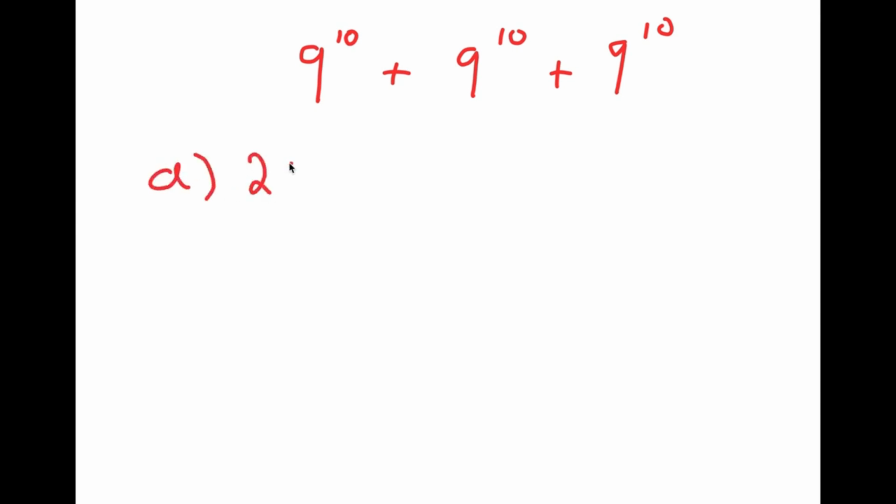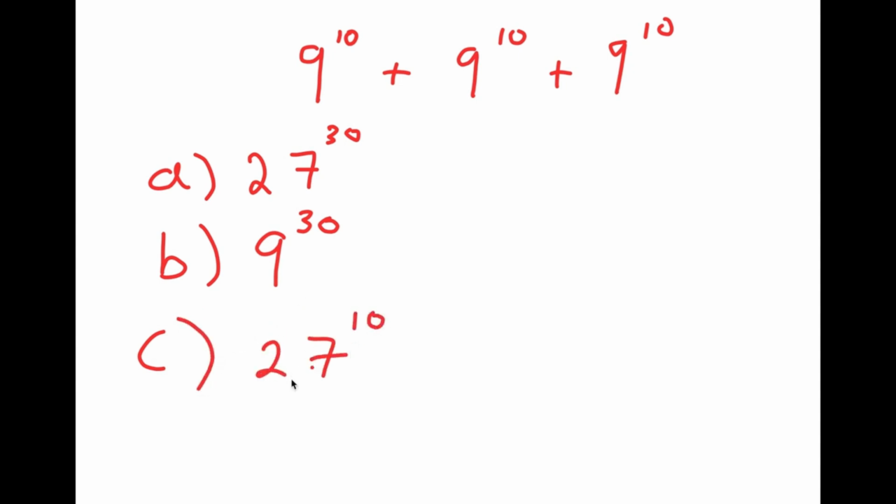Alright, so in this video, I'm going to be solving the problem 9 to the power of 10 plus 9 to the power of 10 plus 9 to the power of 10. And for this problem, I actually have 4 option choices. So for A, I have 27 to the power of 30. For B, I have 9 to the power of 30. For C, I have 27 to the power of 10, and for D, I have 3 to the power of 21.